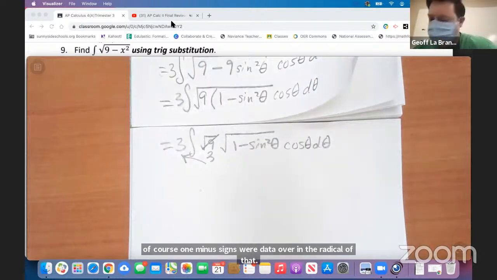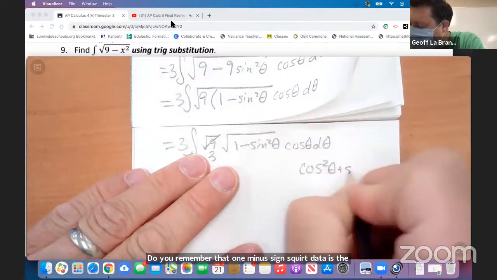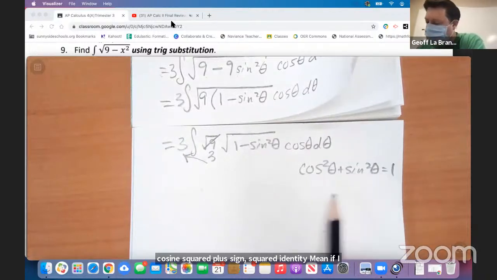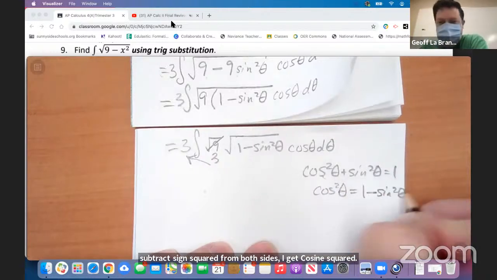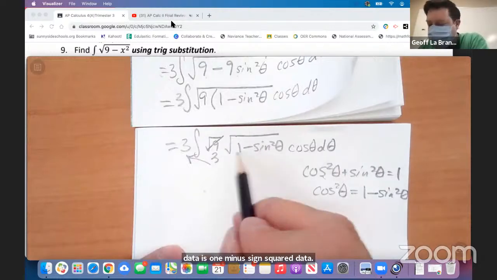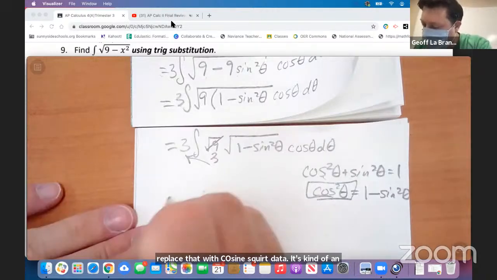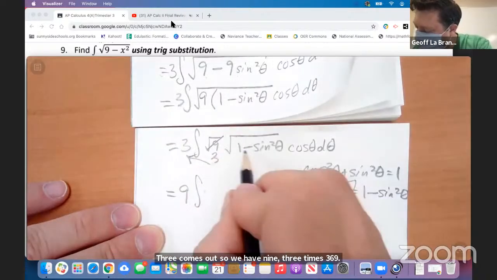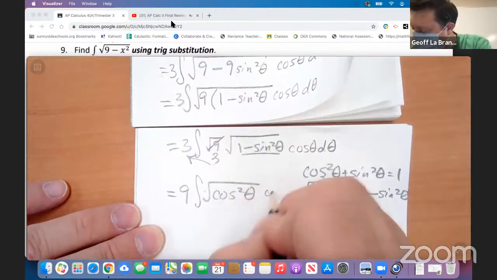Do you remember that 1 minus sine squared theta comes from the cosine squared plus sine squared identity? If I subtract sine squared from both sides, I get cosine squared theta is 1 minus sine squared theta. So here with this 1 minus sine squared theta, I can replace that with cosine squared theta. There's kind of an assumption that's being made here. We're going to acknowledge and ignore it. 3 comes out, so we have 9, 3 times 3 makes 9. The integral of the square root of cosine squared theta times cosine theta d theta.